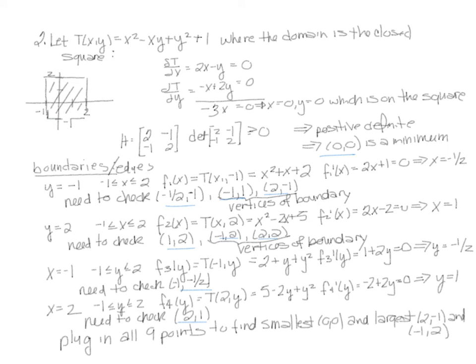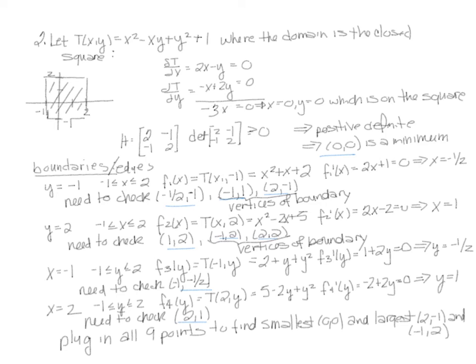We're not only checking the boundaries, but we're checking the vertices, or the very endpoints of the boundaries. Now we're going to look at the edge y equals 2 and we plug it into f of x, and we get x squared minus 2x plus 5. Take the derivative, set it equal to 0, we get x equals 1. So now we need to check (1, 2), as well as these upper vertices, which are (-1, 2) and (2, 2).